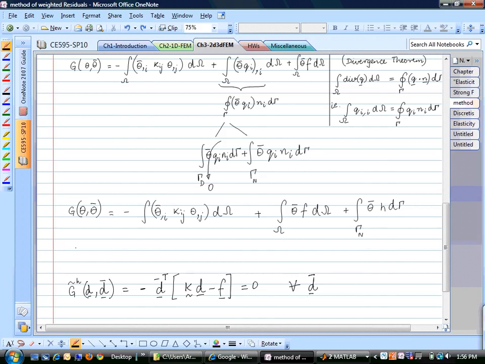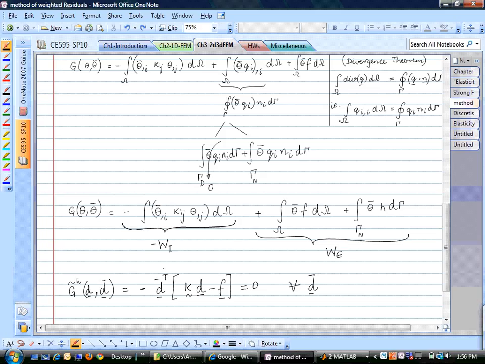So you would end up with this sort of a formulation if you continue with this approach. And just take a look at this. This entire term is very similar to the term that we got in one dimension, which is the internal virtual work, right? And this entire term is very similar to the external virtual work term that we got.